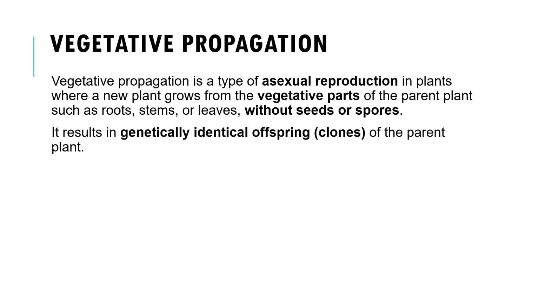Now, if we are asked to write the definition of vegetative propagation, what will we write? Vegetative propagation is a type of asexual reproduction in plants where a new plant grows from the vegetative parts of the parent plant. What are those vegetative parts? Roots, stems and leaves, that is, without seeds or spores.